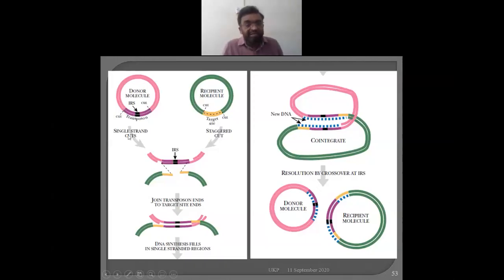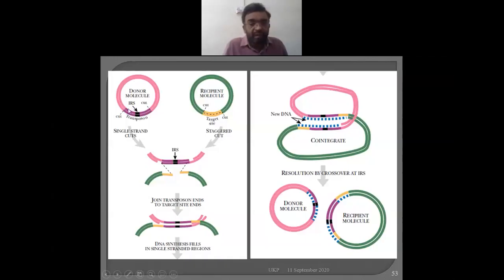Hence we can say that here a single strand is cut. Here this strand is cut and this strand is cut. Here also, but at a time both the strands are cut, and the distance is just 6 to 8 nucleotide base pairs. Hence this is the staggered cut and this is the single strand cut. The donor molecule, where the transposable element is present, is referred to as the donor molecule. It also possesses the IRS, internal resolution site, that I also explained to you. So this is the transposable element.